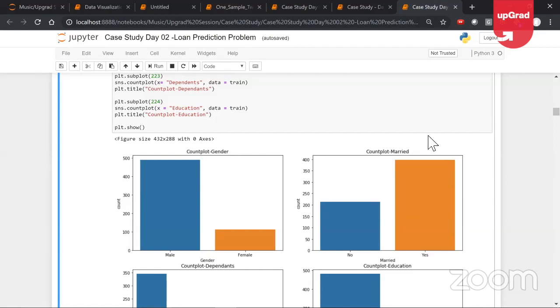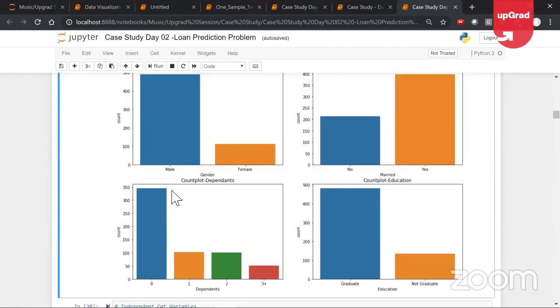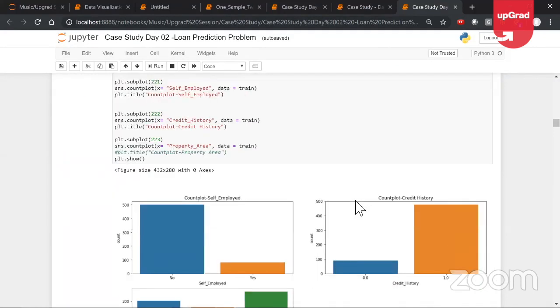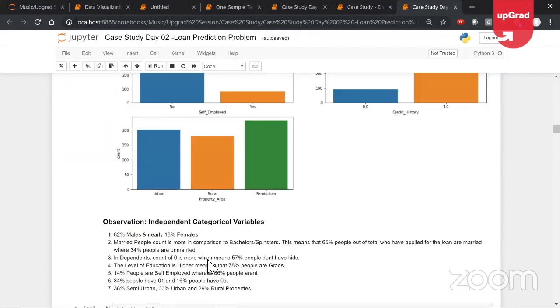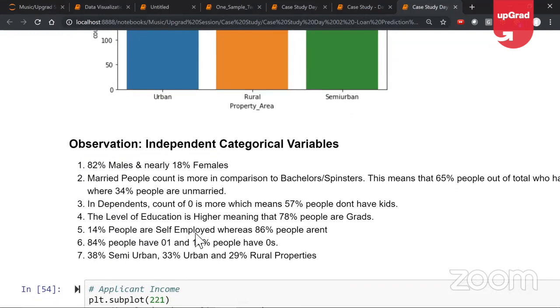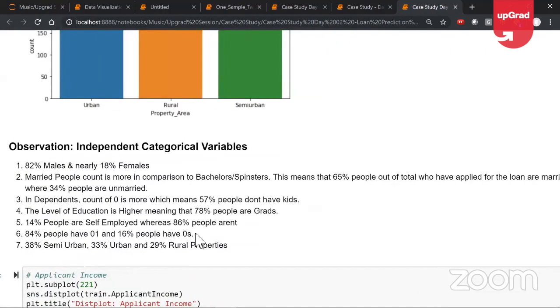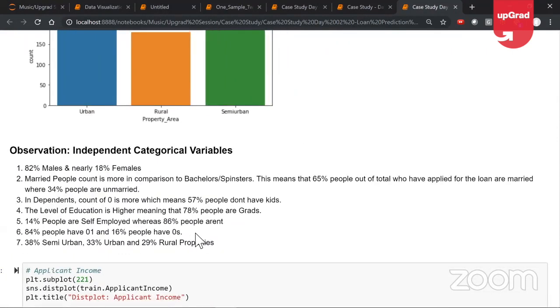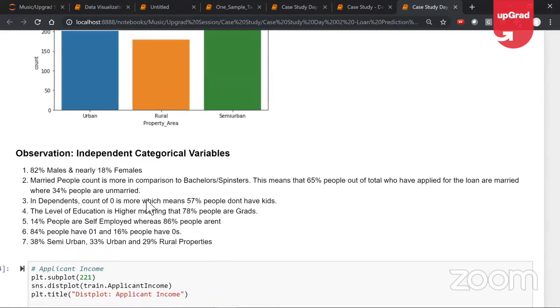Okay. And now dependents. There are, probably if you look at it, the more graduate people who actually applied for loans. Okay. So this is the basic EDA that we can actually do, and this is how we actually go about it. Now, again, I won't get into all the variables here, but just to kind of show you how we actually report our findings. This is the way we actually report our findings.